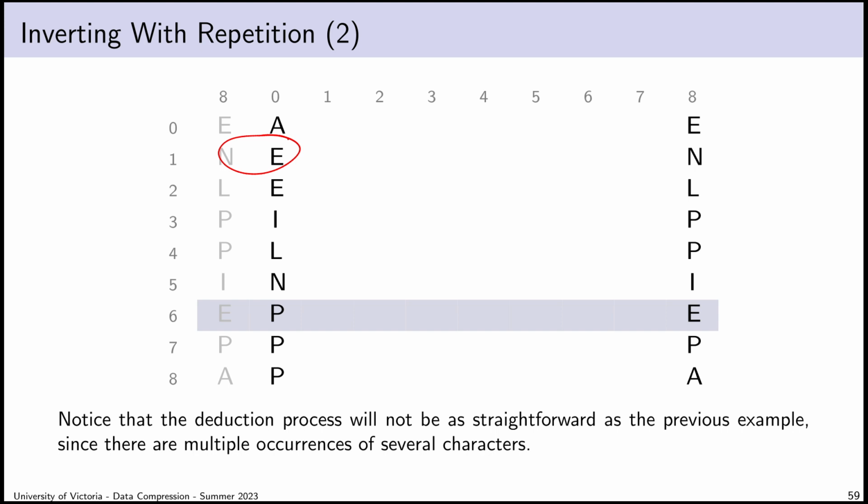E comes after N. Okay, that might be easy because there's only one N, so the next character has to be an E. E also comes after L. Okay, well, there are 2 E's, but it's pretty clear that they occur in distinct contexts. E comes after N, E comes after L, so that means this is an E and this is an E.